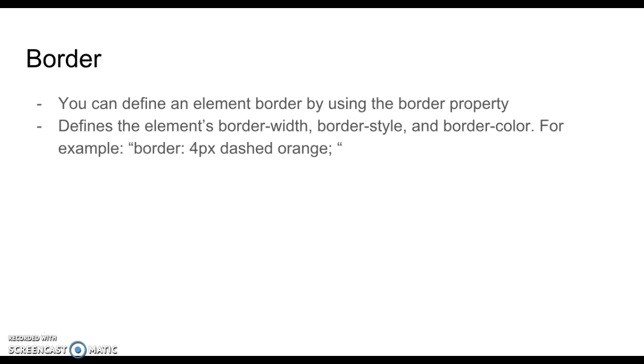Next, the border of elements is defined using the border property. This is a shorthand property that defines the element's border width, border style, and border color. For example, I can use this property here in the CSS stylization and say the border has 4 pixels as width, the border style is dashed, and the border color is orange.